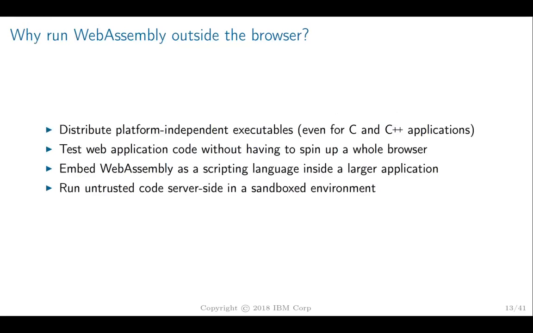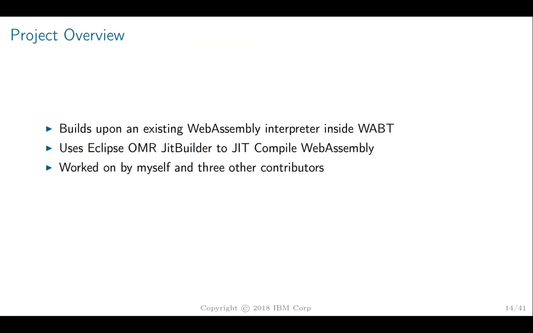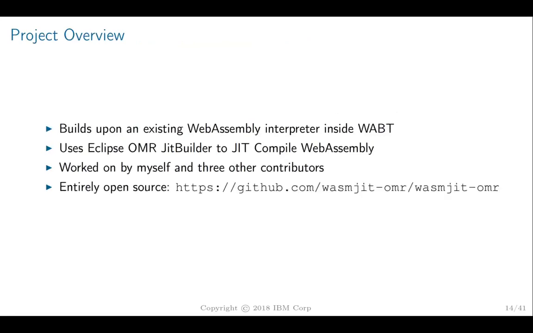So we actually chose to build our JIT compiler on top of an existing interpreter that was in a project called Wabbit. And we used Eclipse OMR JitBuilder to build our JIT compiler. It was worked on by myself and 3 other contributors at the time, and it is entirely open source. You can go and play around with it if you want. It's there for the world to see.